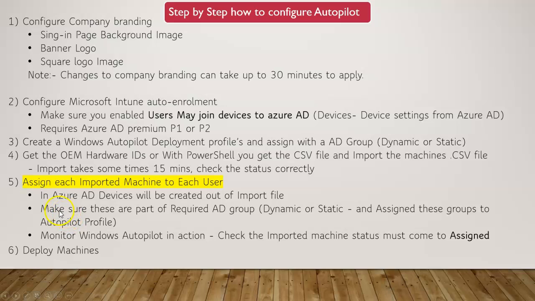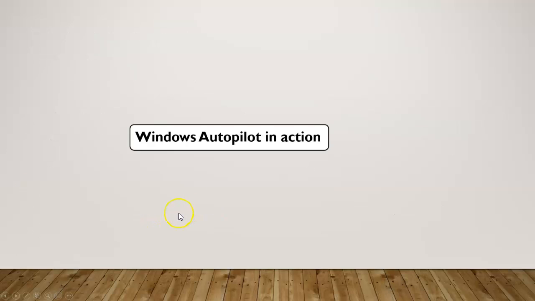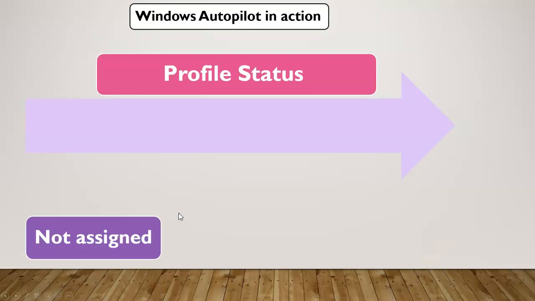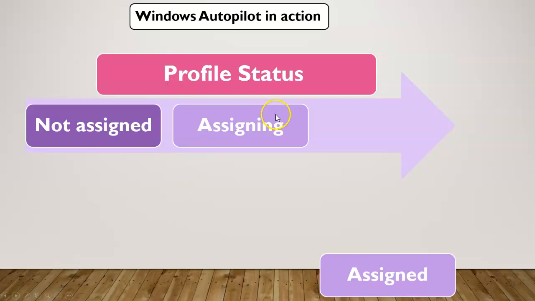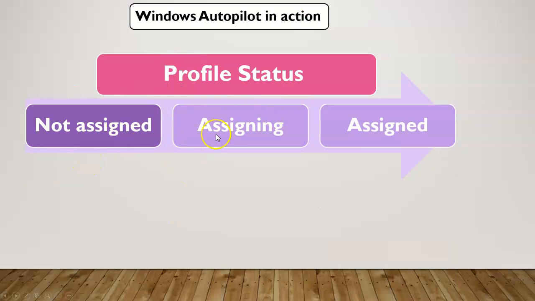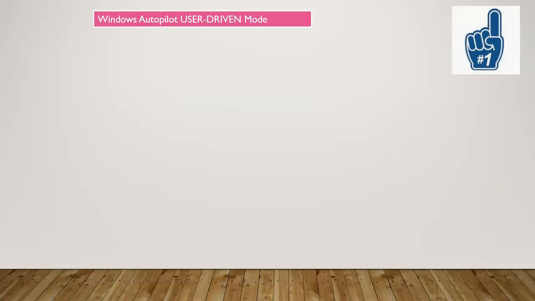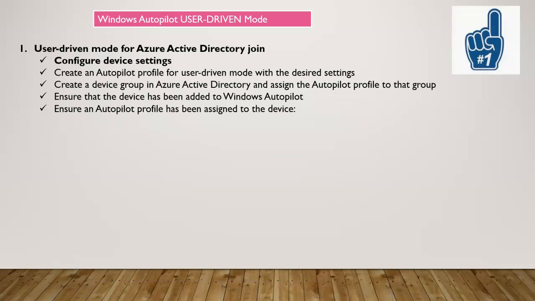We also talked about the hardware ID, how to extract and import it. Once you import it, the profile gets applied, going from not assigned, to assigning, and then assigned. Assigned is the last state, which says that the machine is ready for deployment with autopilot. So that's how it works. The first option we are going to learn is Windows Autopilot user-driven mode.